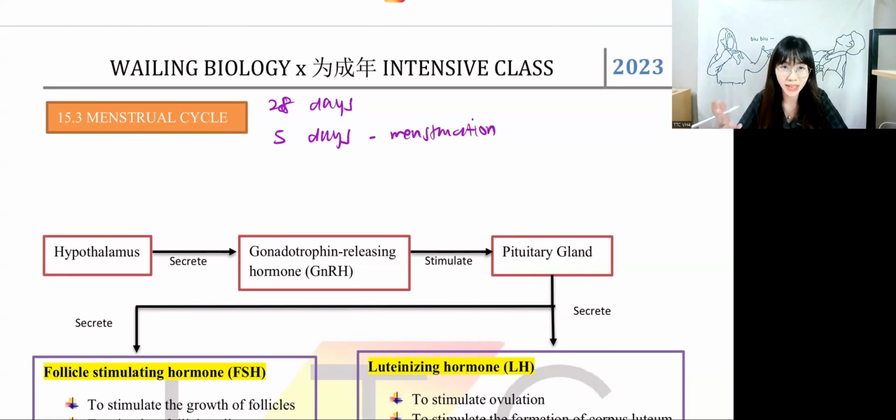Menstruation is not just blood, okay? I know that people call it period, but we don't just call it blood. We have a lot of substance inside, such as epithelial cell, mucus, and of course, the majority is actually blood. So within the first 5 days, we have menstruation.